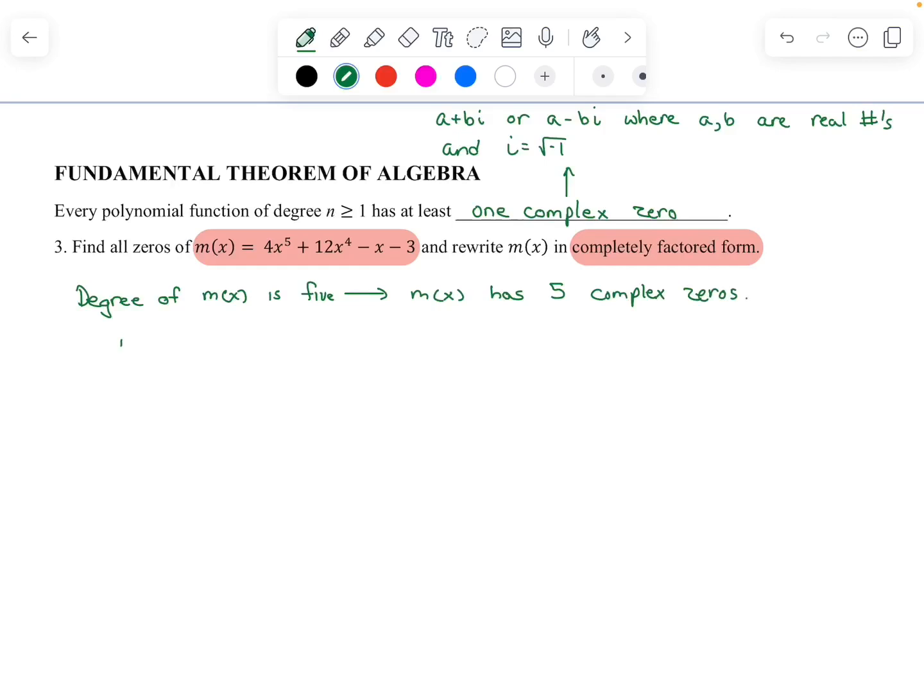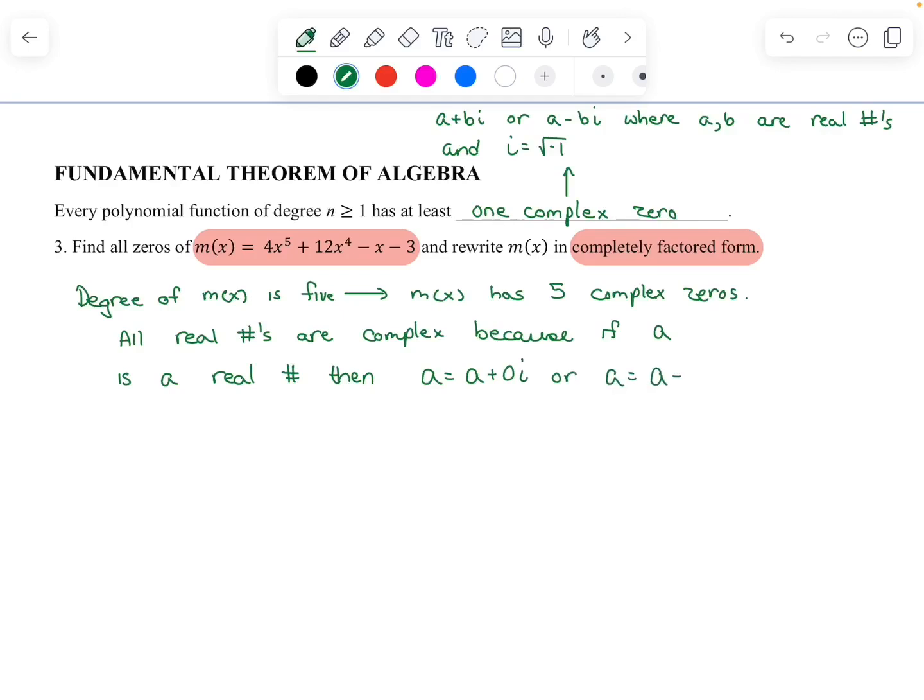And here it's good to note that all real numbers are complex. And that is because if a is a real number, then a is equal to a plus 0i, or a is equal to a minus 0i. Okay, so now let's find the zeros of m of x.